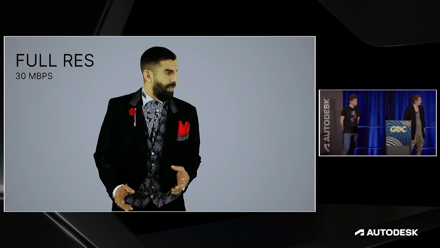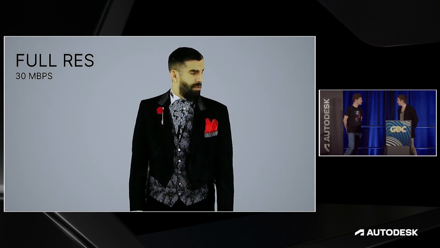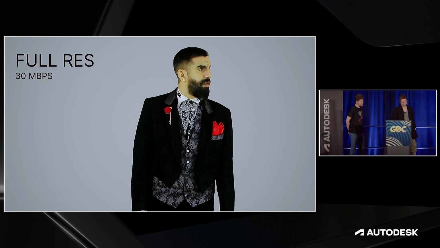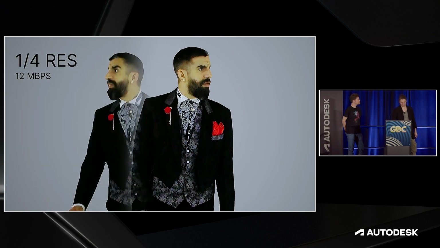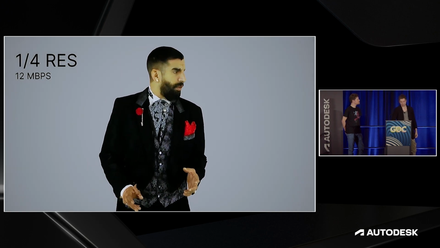So here's, what's this character's name? Is it Hamilton? It's Hamilton. Yeah, this is Hamilton from The 7th Guest. This is showing him at full resolution. He takes about 30 megabits per second to render at full resolution texture data. And here's what he looks like at quarter res. That's 12 megabits per second.